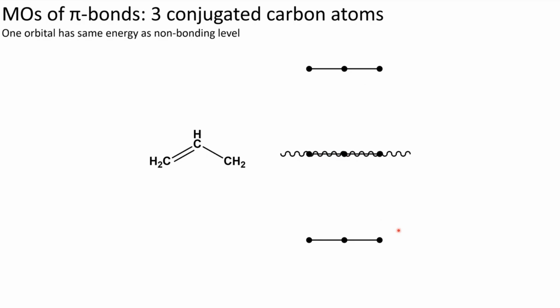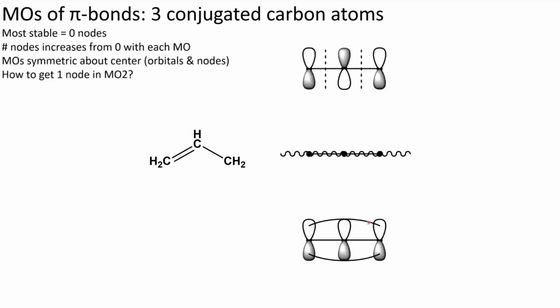How do we draw the molecular orbital picture then? Again, the lowest and highest energy are the easiest to draw. The lowest is all going to be in phase, 0 nodes. The highest energy is going to be all out of phase, 3 minus 1 equals 2 nodes. What about this center, this middle molecular orbital, MO number 2? We went from 0 nodes to 2 nodes, so this is going to have 1 node. How do I put 1 node in this molecular orbital? Again, it's got to be symmetric about the center of the molecule.